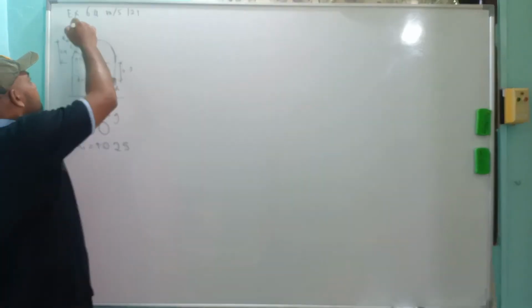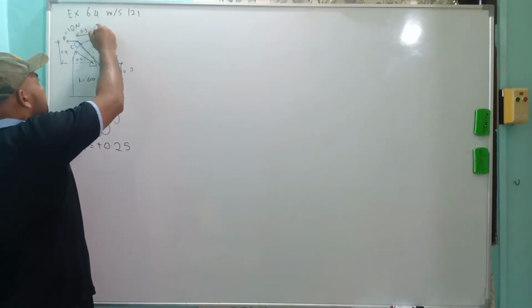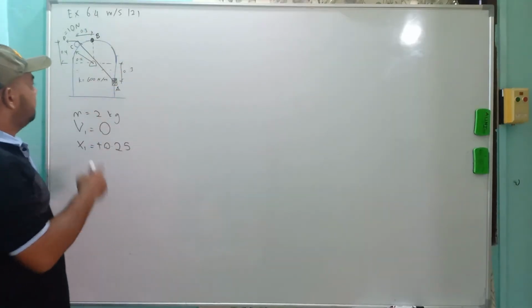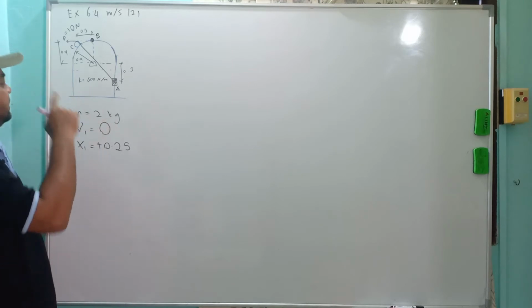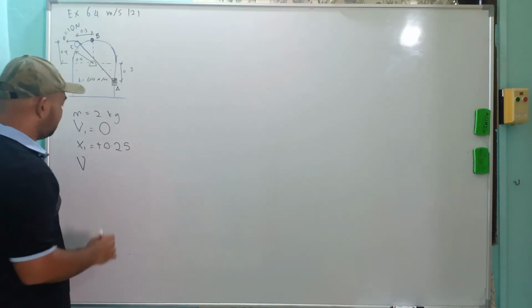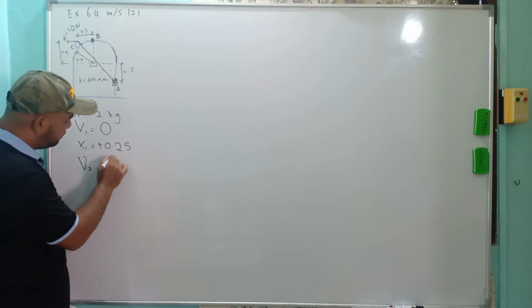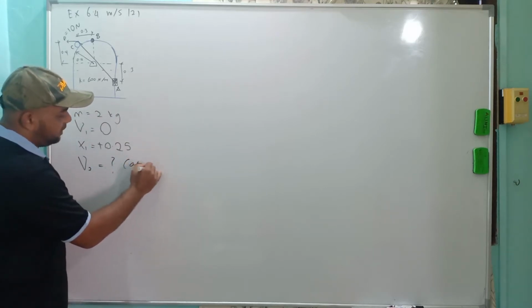So B, this is point B. Okay, A is the first point, B is the second point. So the question asks you to find V2 equal to, at B.